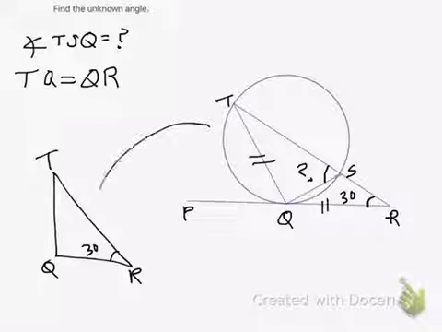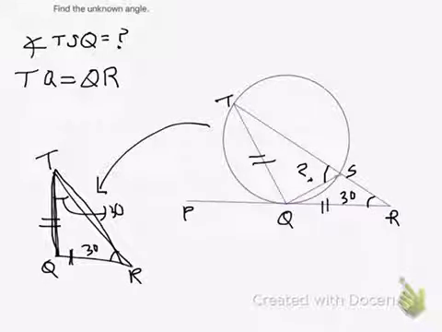Let's look at only triangle TQR. So we are given TQ is equal to QR. From this we can say that angle QTR will also be 30 degrees, as its corresponding sides TQ and QR are equal.